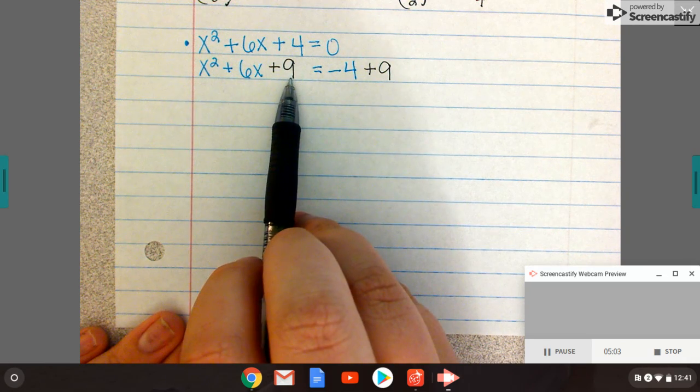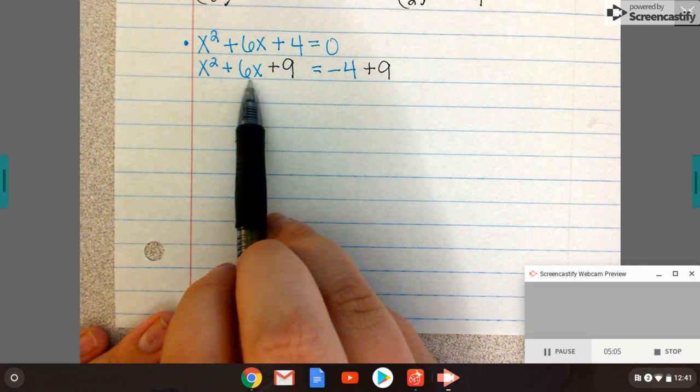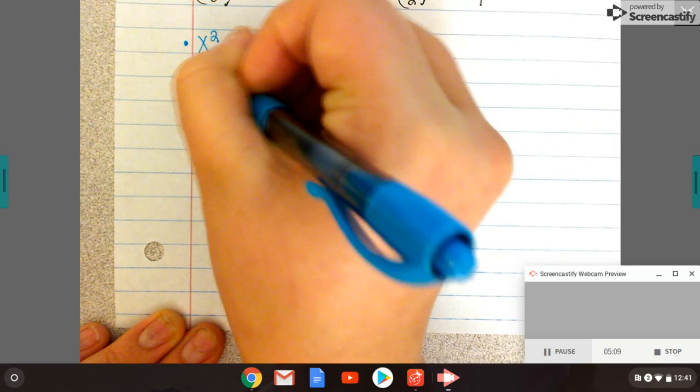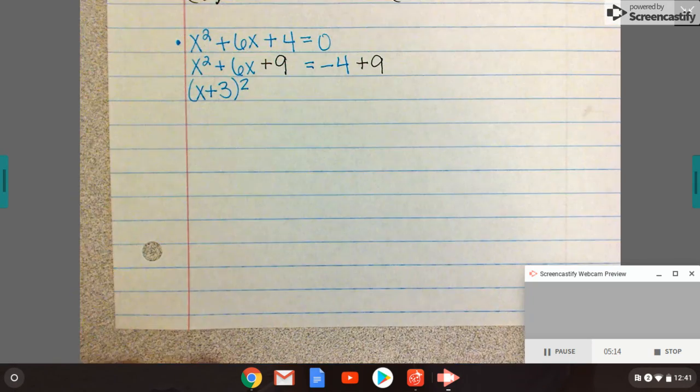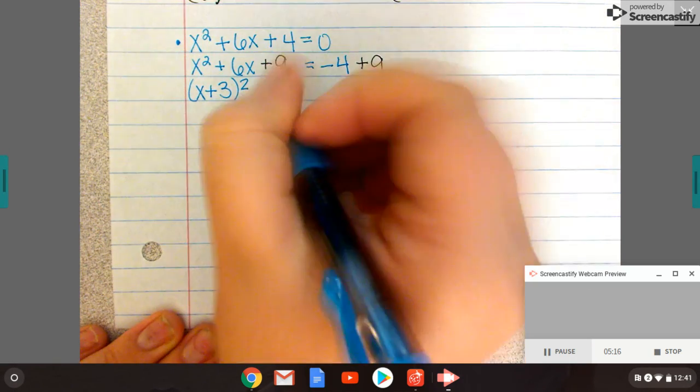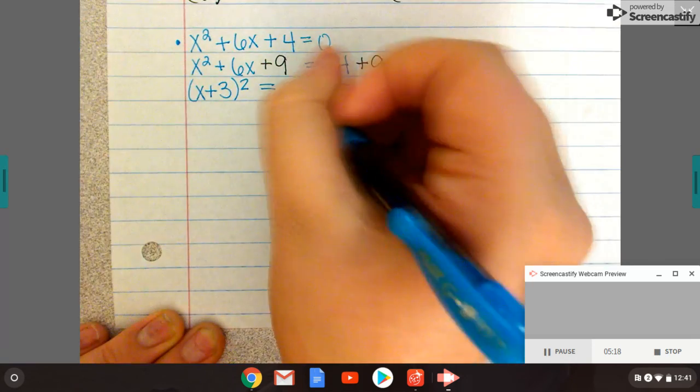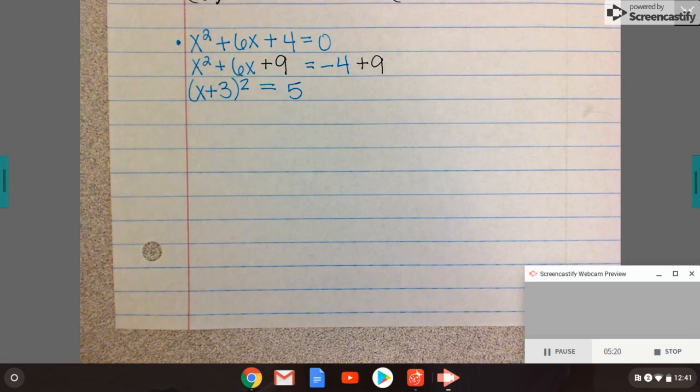two numbers that multiply to 9 and add to 6, which is going to be 3. So I would have had x plus 3 times x plus 3, or x plus 3 quantity squared. All right, on my right, I now have 5. And from here on out, we can solve by using square roots.